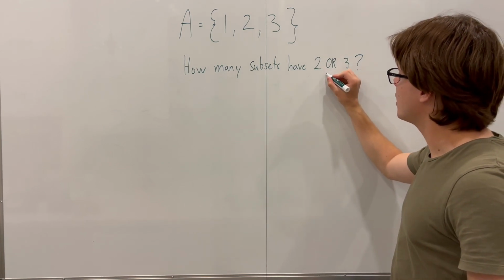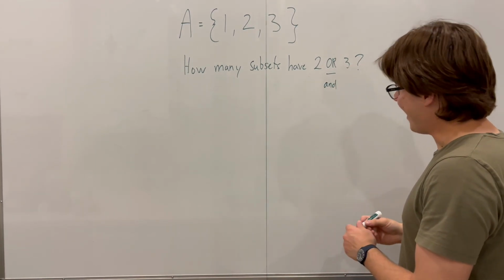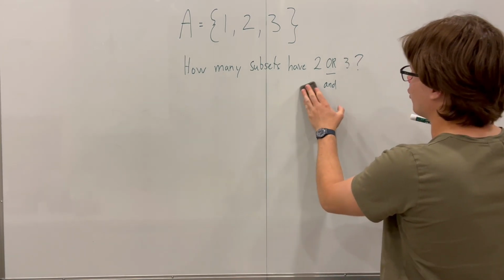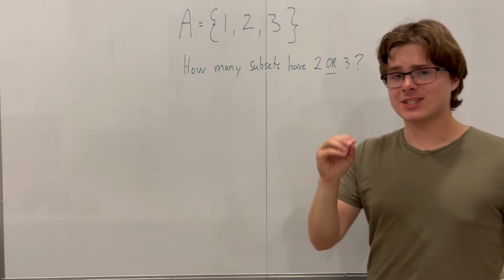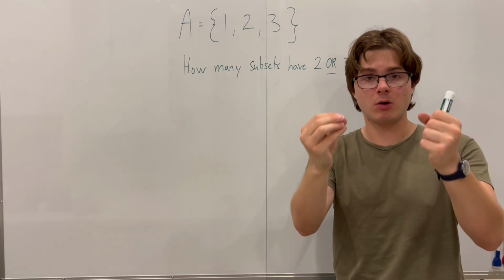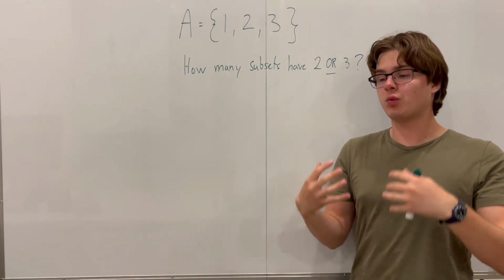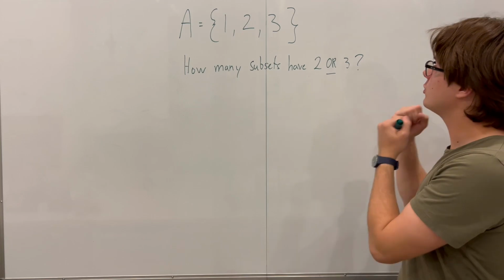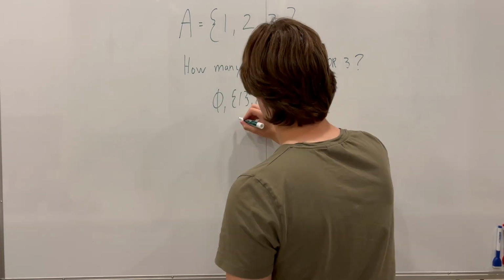In this case, or is going to be different than what we did when we said and. And implied it had to have both 2 and 3. It couldn't have just one of them. Or means exactly that. It can have just 2 or just 3 or both of them. So because this is a very small set, I am going to write out every single subset so you can see what the answer is going to look like.